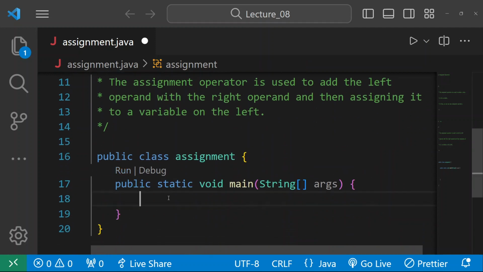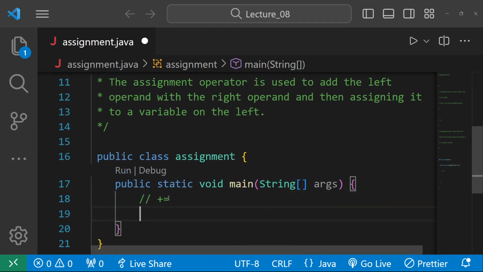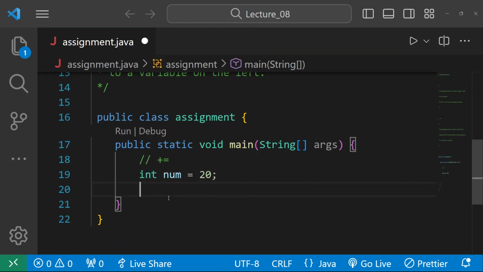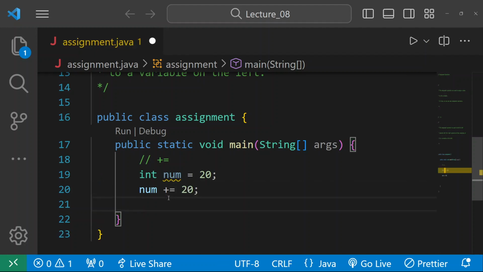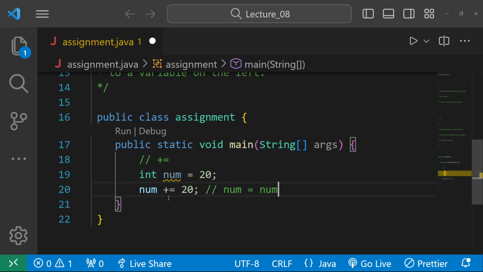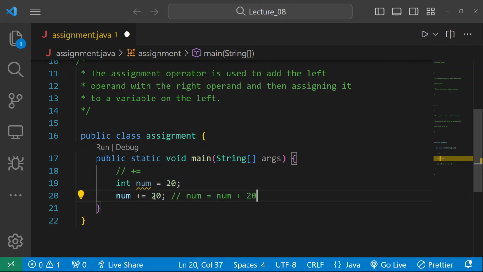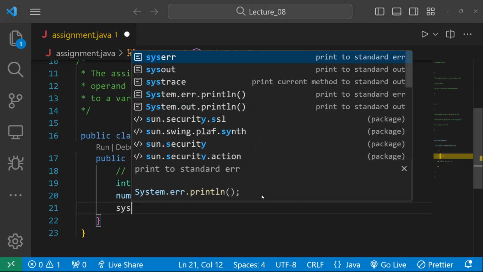Okay, see here how we can use this plus equal to. A very simple example. Take int num, that is your number, as 20, and write as I am writing: num plus equal to 20. So what is actually happening here? See, num equals num plus 20, as mentioned in the definition itself. Num plus equal to 20 means that we are adding 20 again in the num. Okay. So see with the output.